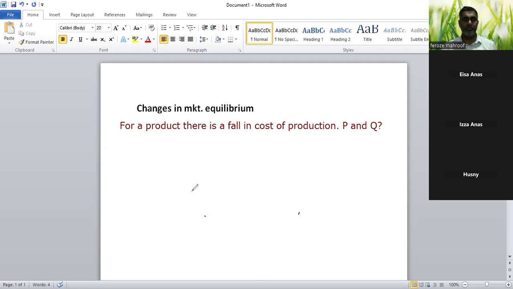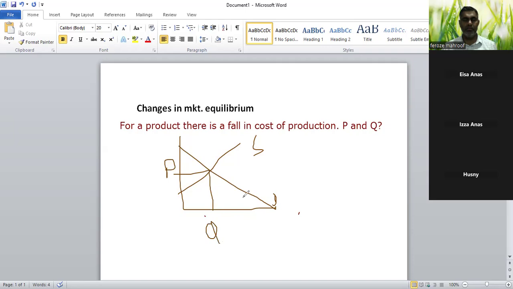There's a product. See this. It has a demand curve. It has a supply curve. So initially equilibrium price and equilibrium quantity are available. Now, for a product, there is a fall in cost of production.